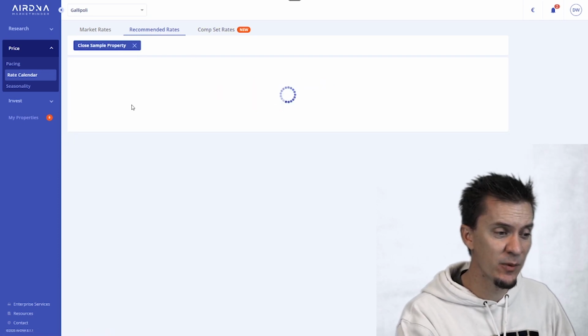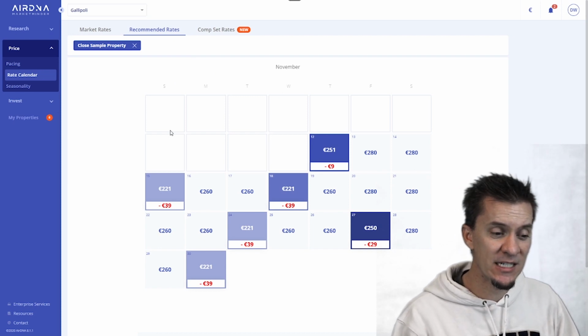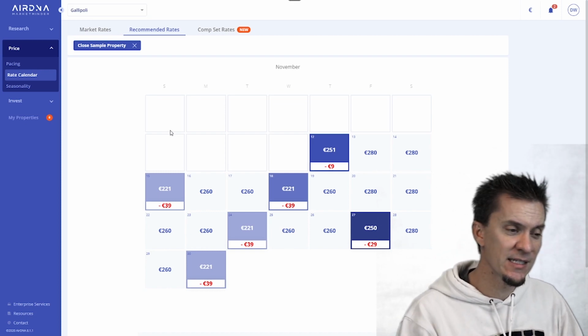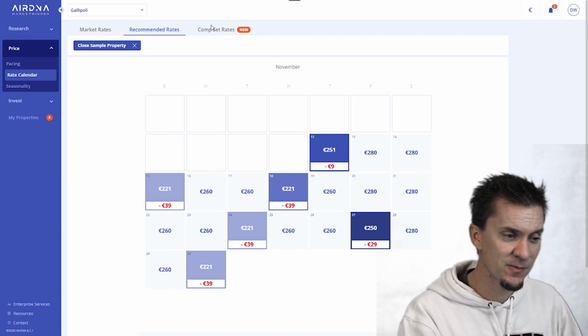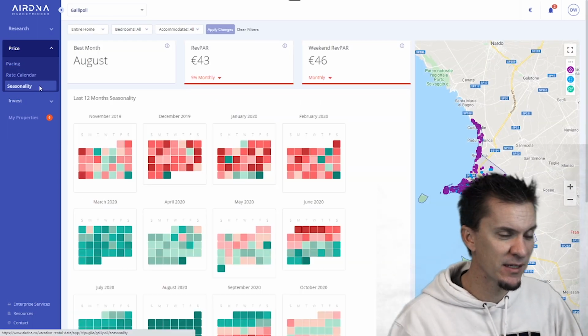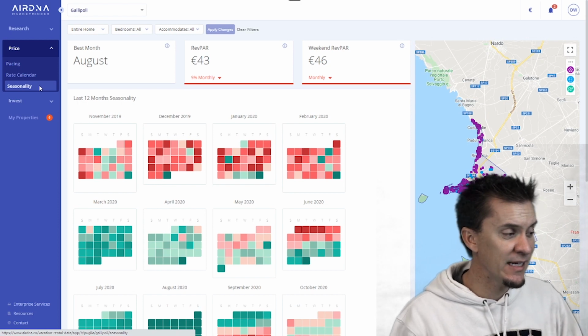If I open up the sample property again, you can see how it suggests, well, okay, you should actually have it lower to 221, you should have 251, and this is again Santa Monica examples. This one's for my own properties, so it doesn't have that sample property option, because we already saw pretty much everything.